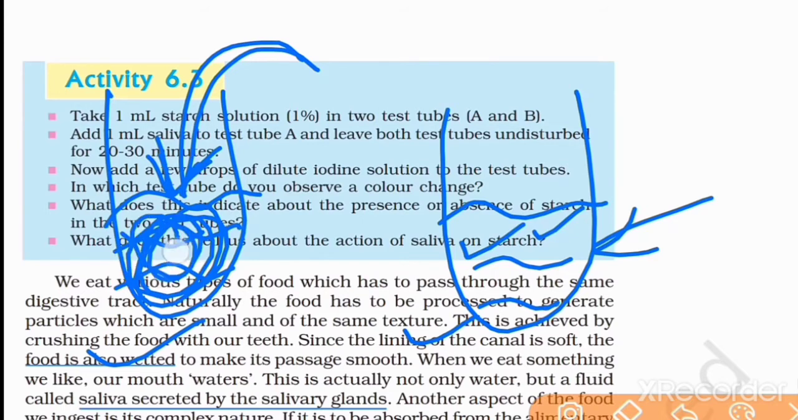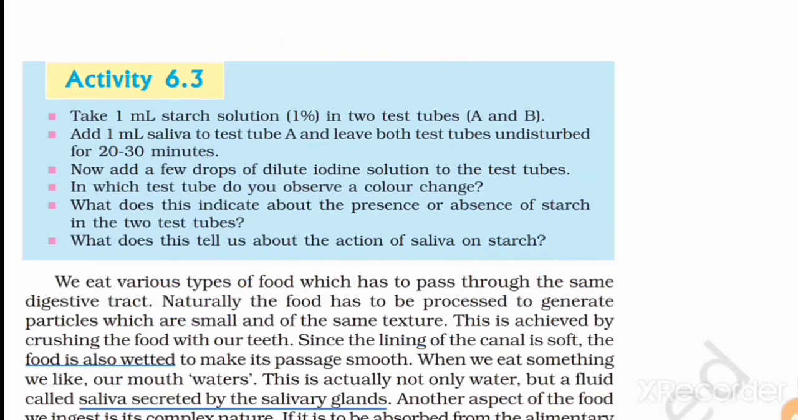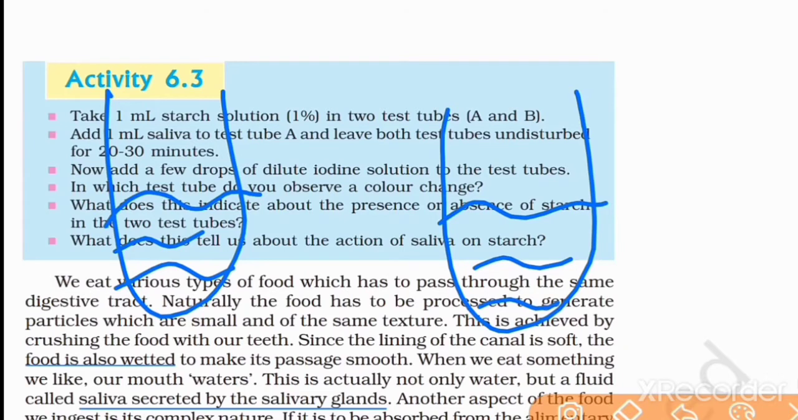That's why it does not give the dark color. In test tube B, we added starch and iodine. It gives a dark blue color. It shows that saliva is present in test tube A.